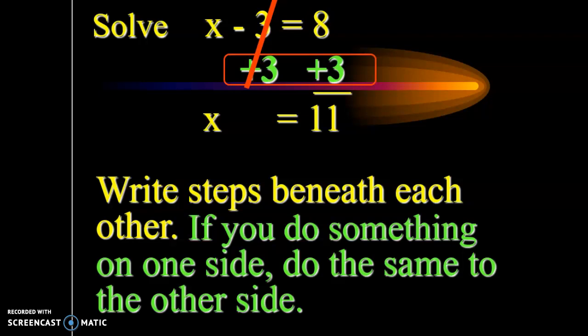The math would look like this. So see how I added the 3 to both sides. When I add the 3 to the left, negative 3 plus 3 is 0. So I just get x, x plus 0 is just x. And then on the right-hand side, 8 plus 3 is 11. Notice how I am writing the steps beneath each other. And remember, if you do something to one side, you must do it to the other. So when I'm adding positive 3 to that negative 3 on the left, I have to add the positive 3 to the 8 on the right.